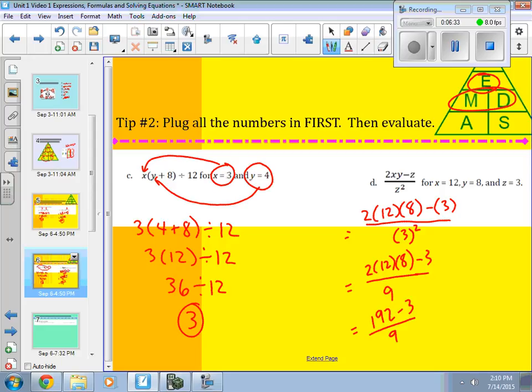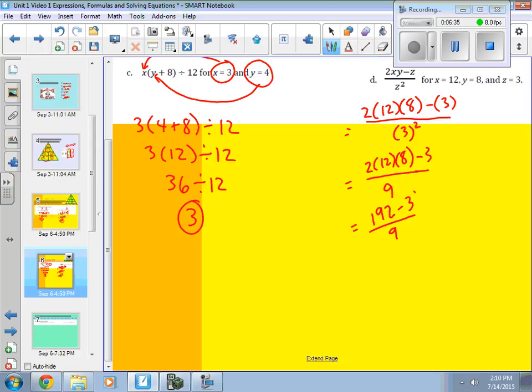Now keep simplifying. We want to get this all the way down to just two things. So 192 minus 3 is going to be 189 divided by 9. And if you do that, you should have gotten 21. 21 was the correct answer there.